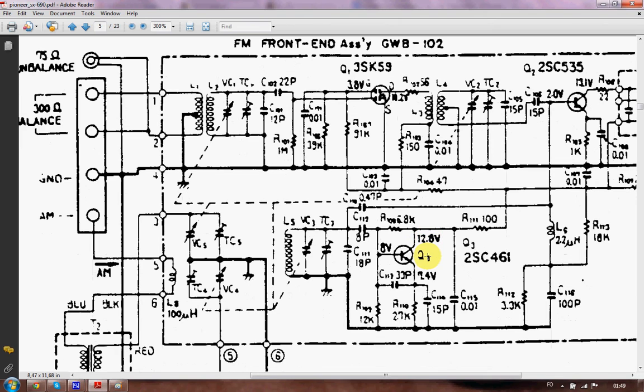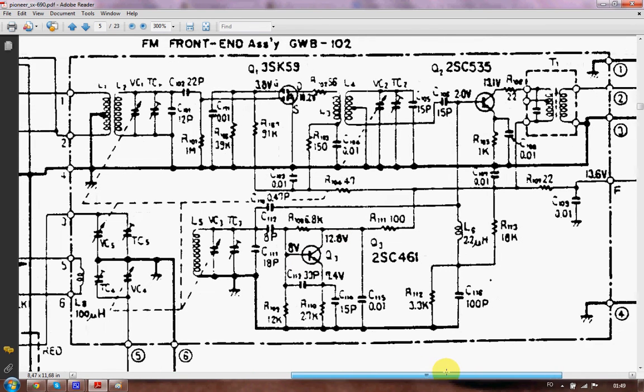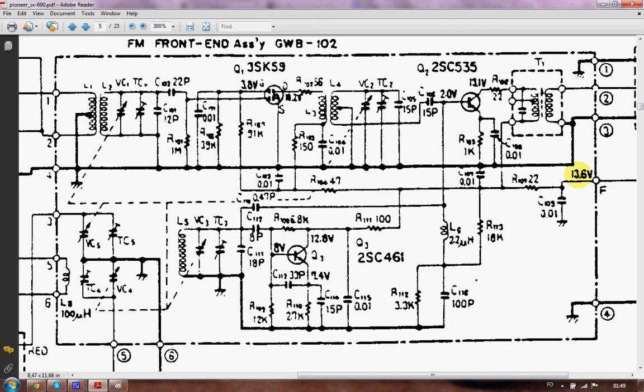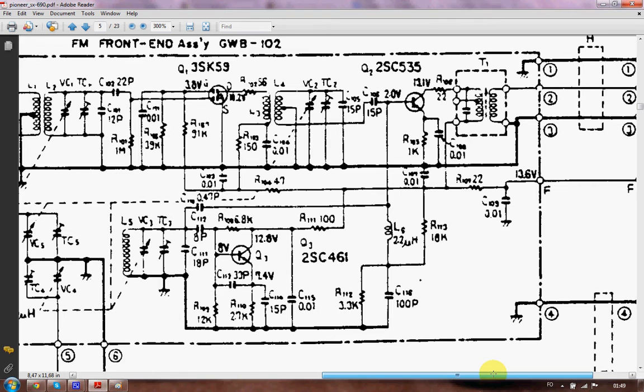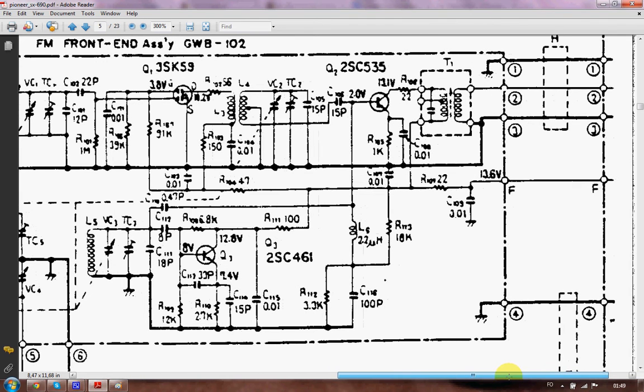So look for given voltages. Given voltages are worth gold when trying to localize faults, or diagnose, that is. And if you expect a signal that has disappeared, well, let me show you something.